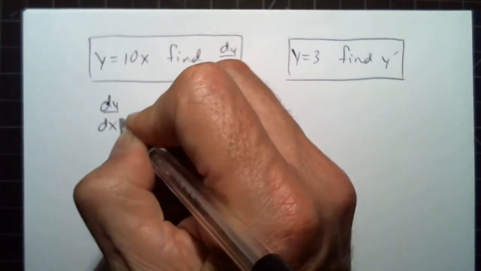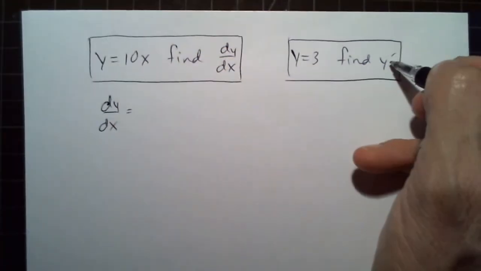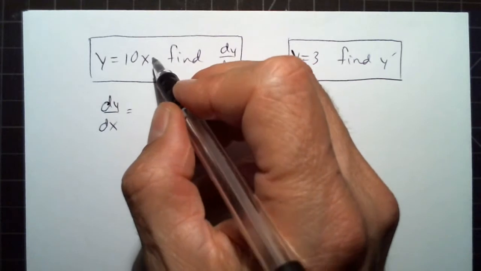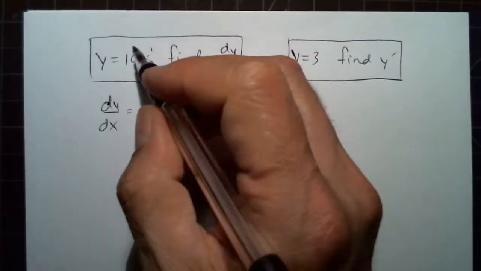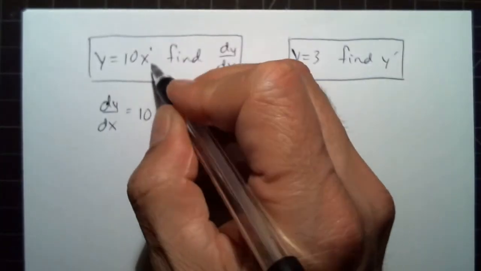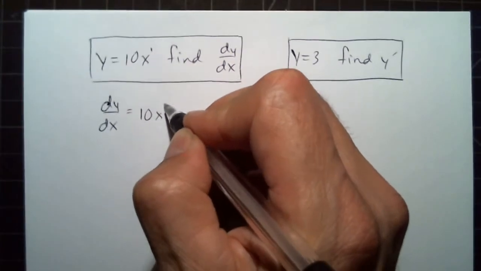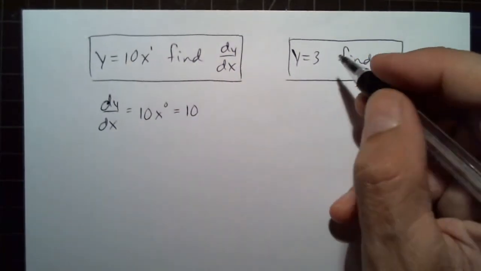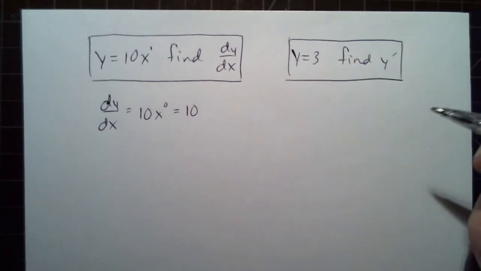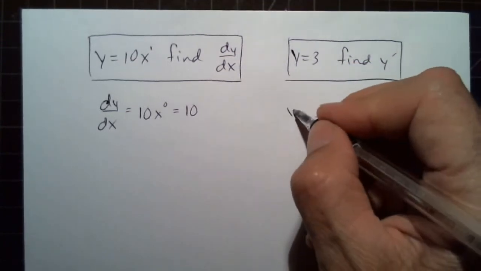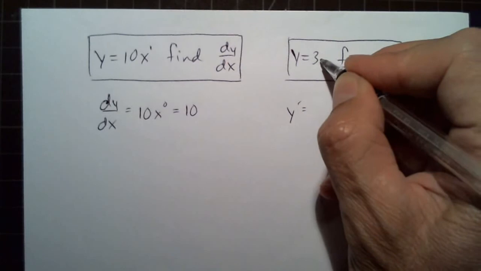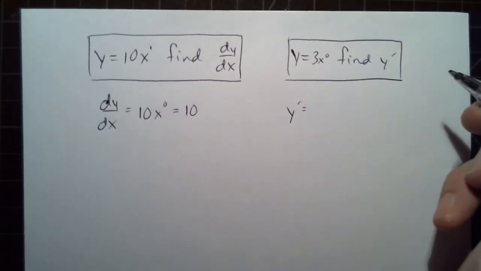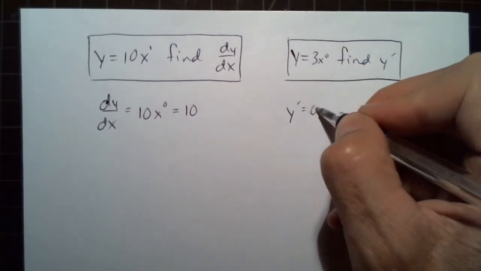So dy/dx is just another way of writing y prime, and if we have an exponent of 1, we're going to multiply by 1, subtract 1, that's x to the 0, so we know the derivative is 10. Here we have a constant, so its derivative is going to be 0, and that's because if we put a 0 there, we'd have 0 times 3 is 0.